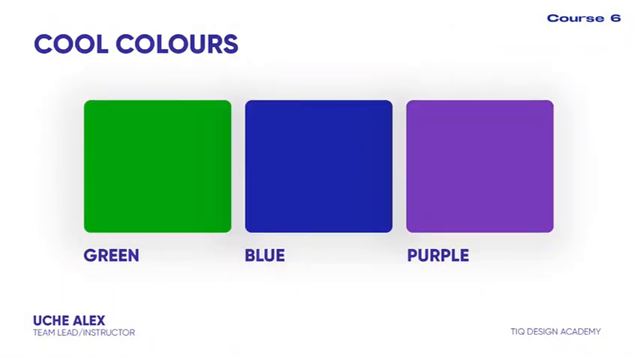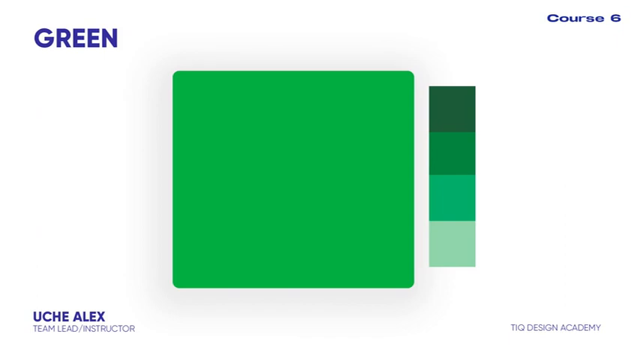Let's take a look at the cool colors. Cool colors are the darker colors from the color wheel, such as green, blue, and purple. And let's start with green. Green represents growth, life, good health, fertility, and abundance. Green is universally associated with nature, as it's the color of grass, plants, and trees. This connection to nature makes green a natural choice when designing for brands that are eco-friendly, organic, or sustainable.